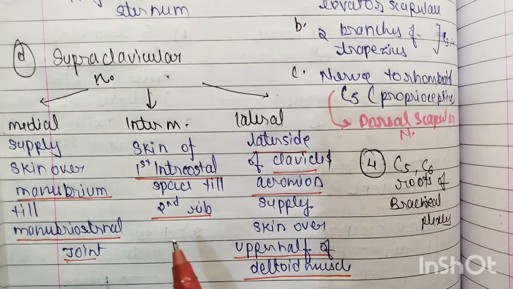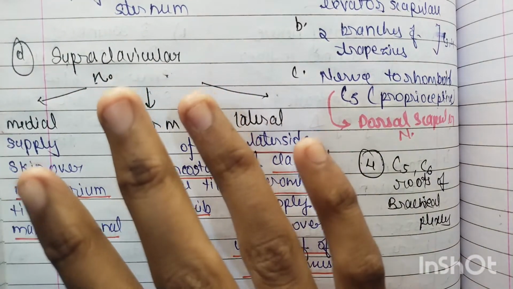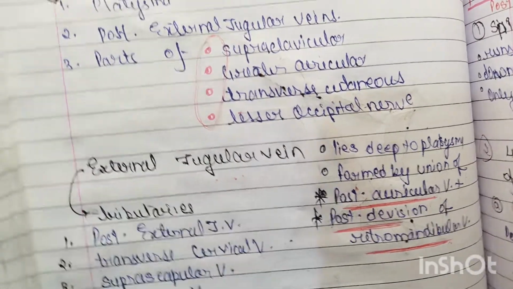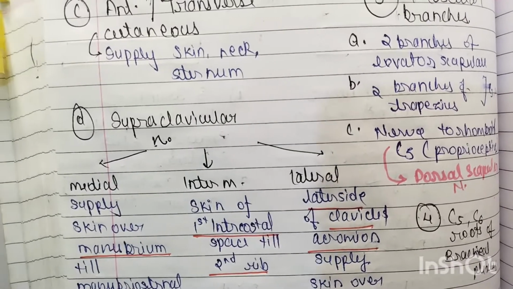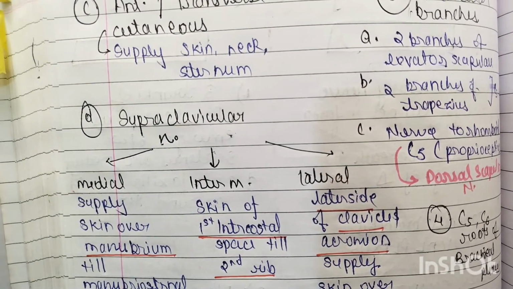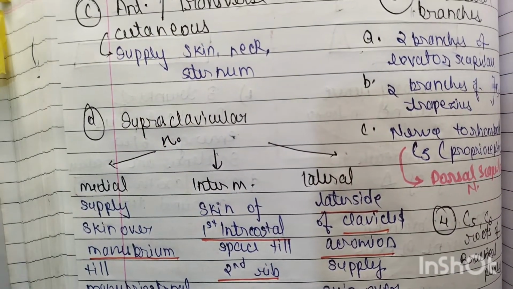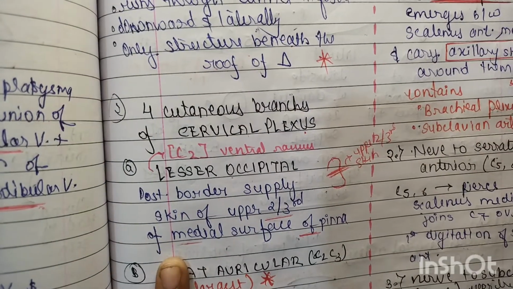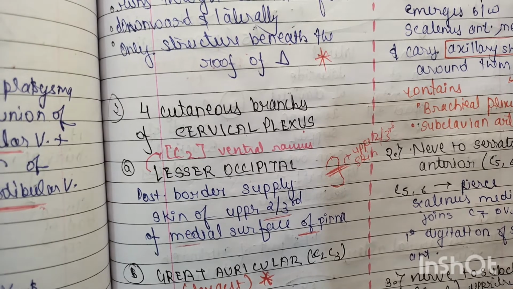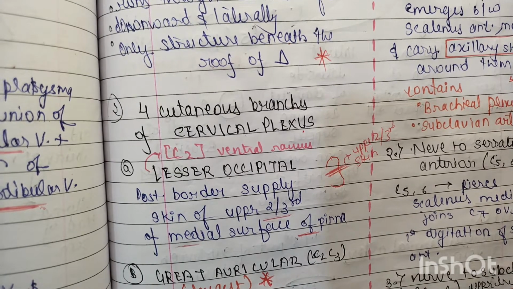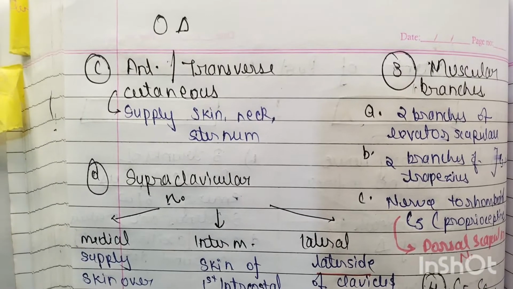So you have to remember these four nerves of the cervical plexus. We have four cutaneous branches of the cervical plexus, that is lesser occipital, greater auricular, anterior transverse and the supraclavicular.